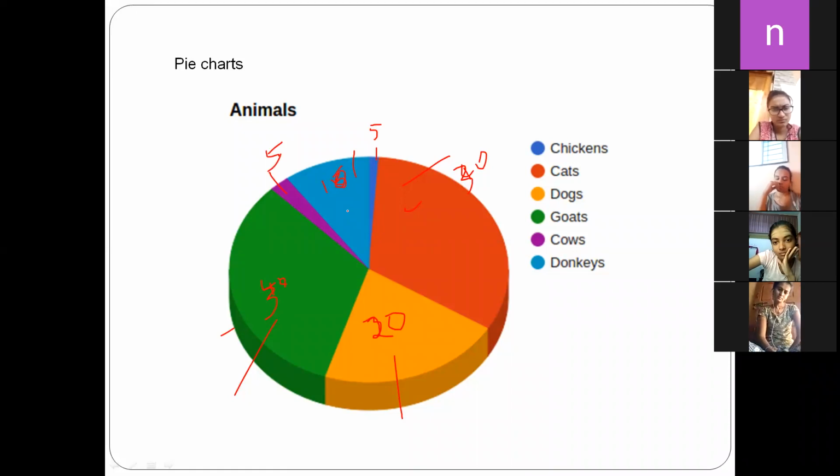Comparing with each other, it is going to compare the animals here. How many animals or things are there in the chart? Here, 5% are chickens. Cats are more; this is going to tell us. It compares each thing. That is the pie chart.